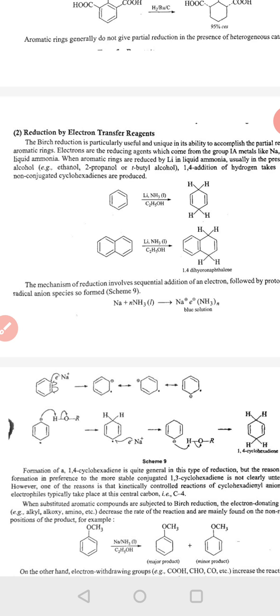Electrons are the reducing agent, and these electrons come from group 1A metals like sodium, lithium or potassium, which are dissolved in liquid ammonia. When aromatic rings are reduced by lithium in liquid ammonia, usually in the presence of an alcohol, then 1,4 addition of hydrogen takes place and non-conjugated cyclohexadienes are produced.